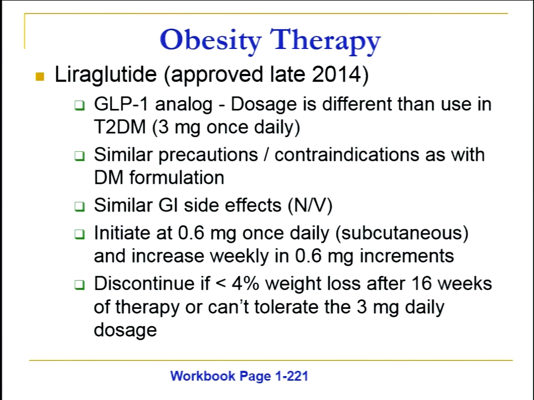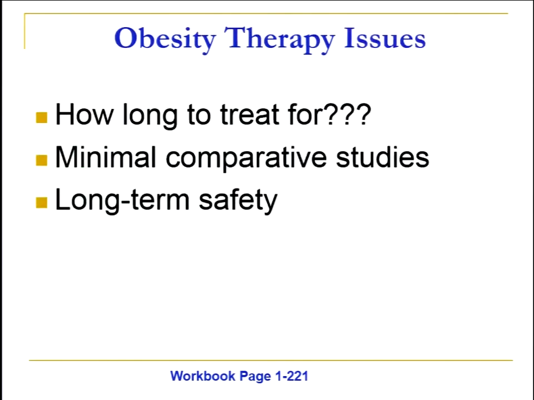Now, they had to be different. They couldn't come up with a 5% 12-week rule. They had to be different, and they recommend to discontinue unless you see at least a 4% weight loss after 16 weeks. And if the patient can't tolerate the maximum daily dose of 3 milligrams, they recommend discontinuation as well. Again, the new product for obesity is not indicated for type 2 diabetes, and the formulation for type 2 diabetes is not indicated for obesity. It gets confusing after a while.